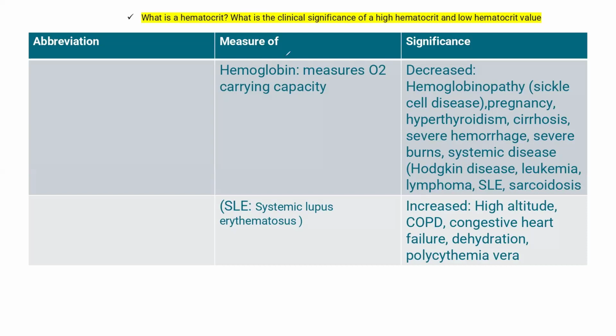when hemoglobin can be high or increased: people who go to high altitude above sea level, patients with chronic obstructive pulmonary disease, patients with congestive heart failure, patients who are dehydrated, and patients who have polycythemia vera.